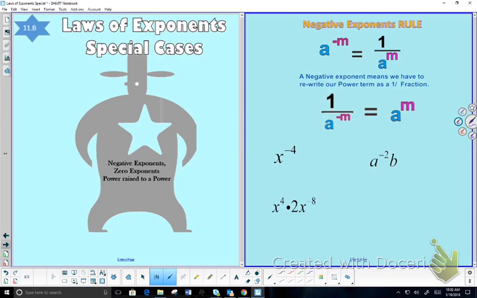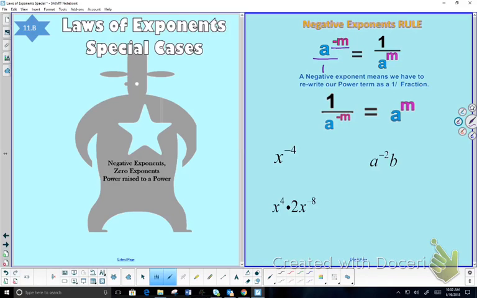Okay, so now that we've covered our main rules, multiplying like bases, so we add our exponents, and dividing like bases, so we subtract our exponents, there's just a few other things that are out there. For example, you could have an exponent that's negative.